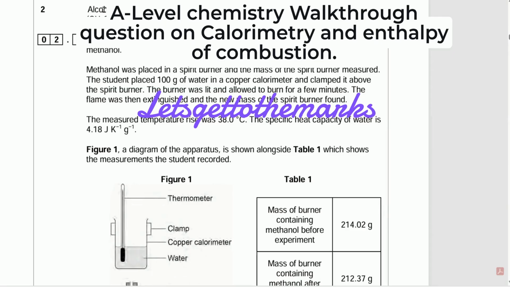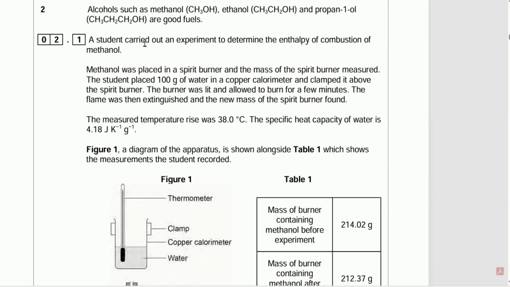Let's do it. Alcohols such as methanol, ethanol, and propan-1-ol are good fuels. We've been given their structural formulas. A student carried out an experiment to determine the enthalpy of combustion of methanol. Methanol was placed in a spirit burner and the mass of the spirit burner measured. The student placed 100 grams of water in a copper calorimeter and clamped it above the spirit burner.